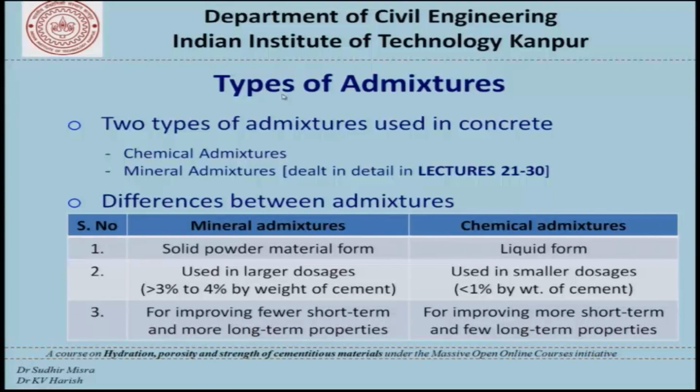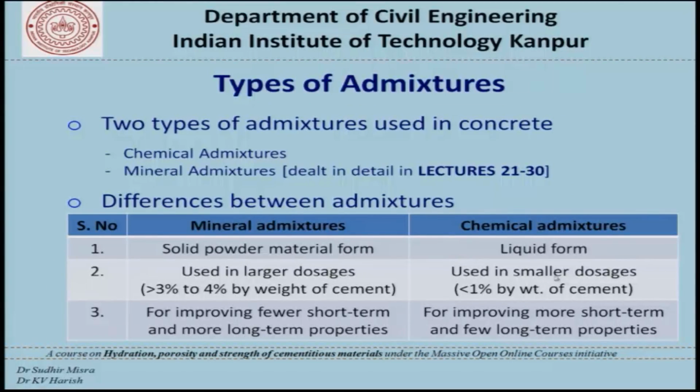So, the different types of admixtures that we have are as follows: chemical admixtures and mineral admixtures, and we will deal with mineral admixtures in detail at a later stage when we discuss this in lectures 21 to 30. So, differences between chemical and mineral admixtures are shown in the table. Mineral admixtures are usually in solid powder form, whereas the chemical admixtures are in liquid form. Mineral admixtures are used in larger dosages, typically 3% to 4% at a minimum.